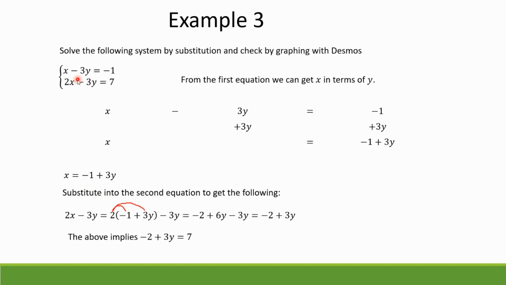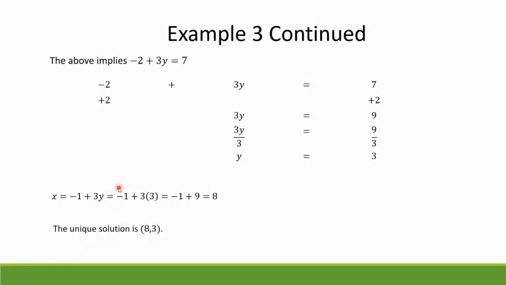I mean, you could take the y and put it back into either equation to get x. It's the same idea. You'll get the same answer. But we have x equals something in terms of y. Well, let's just use this. So we have x equals -1 plus 3 times y, which is -1 plus 3 times 3, right? We got y is 3. So we get -1 plus 9, which is 8. So our unique solution then is (8, 3).